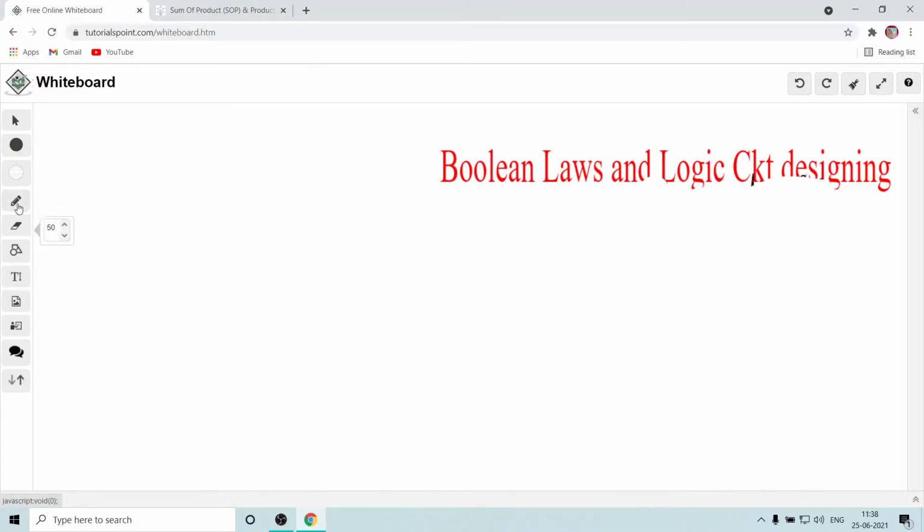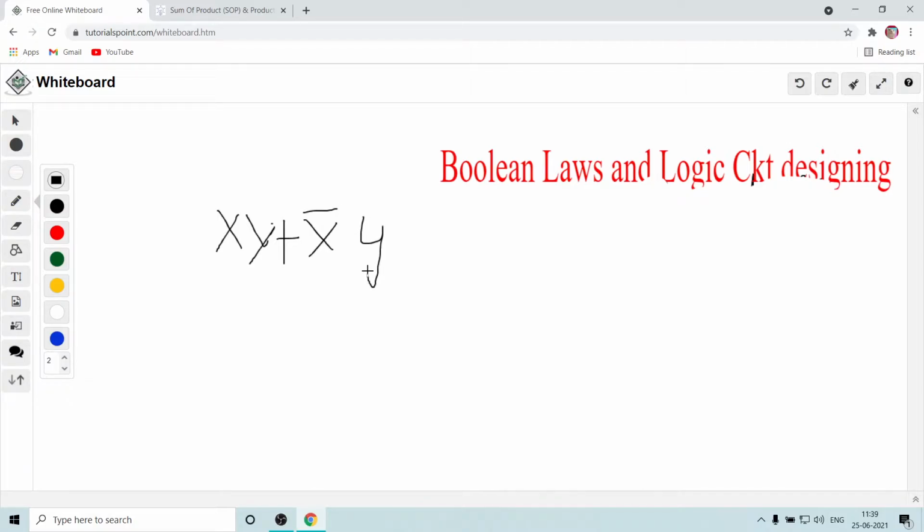So let me tell you again one difference between SOP and POS. Just showing you an expression. How do we write an expression? We write it this way. Now suppose I write x y plus x bar y. Here you can notice there is a plus sign in between the two product terms.